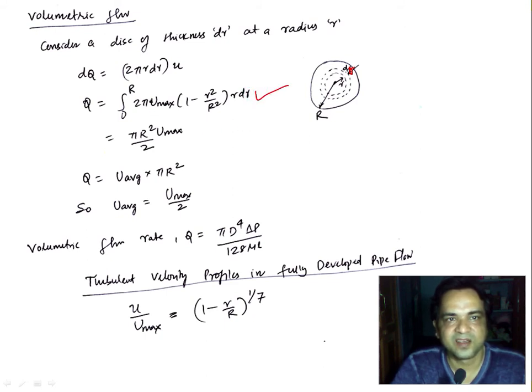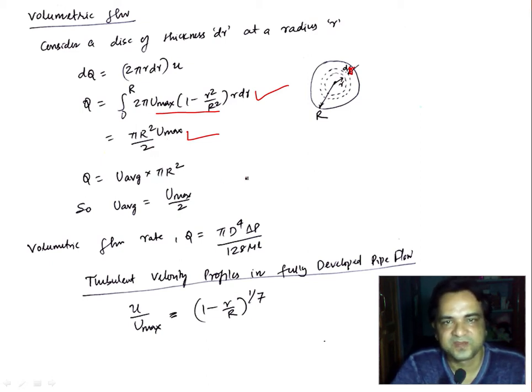So this is the total flow rate: 2 pi r dr into the expression of the velocity in case of laminar flow, which is u max into 1 minus r square by R square. You integrate from 0 to capital R, and you will get this value. So this is the expression for the volumetric flow in case of laminar flow: u max into pi R square by 2.